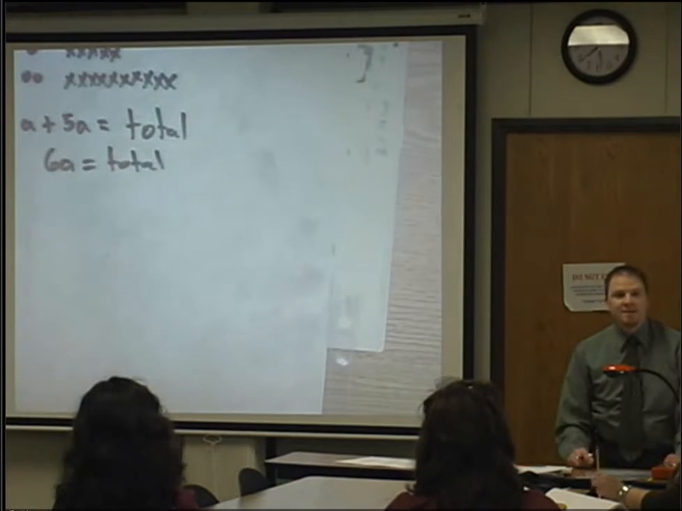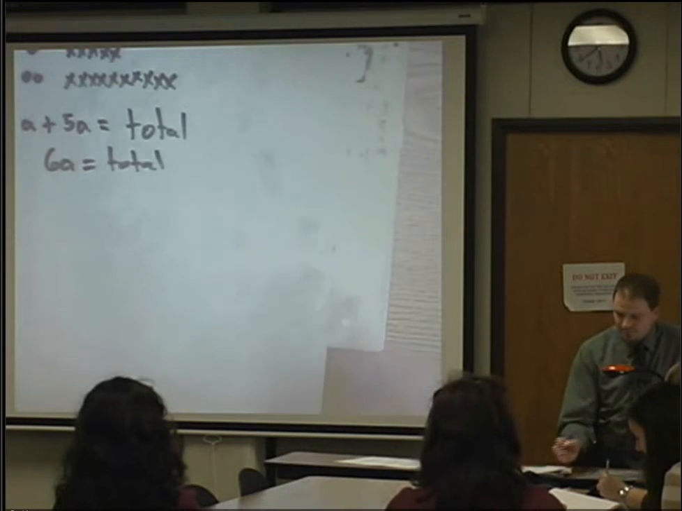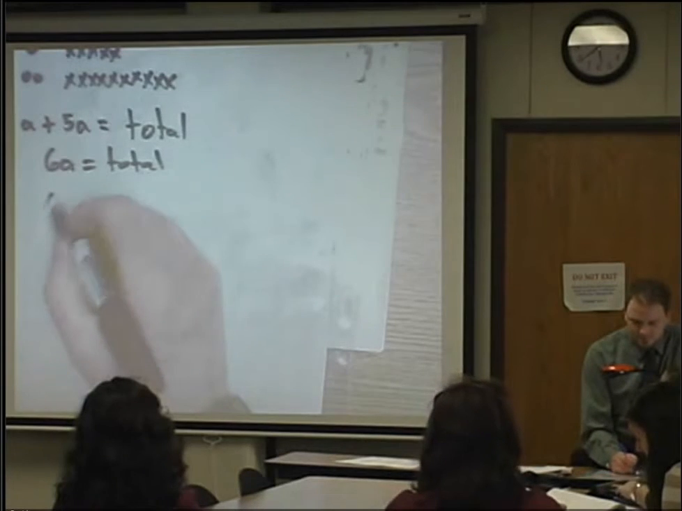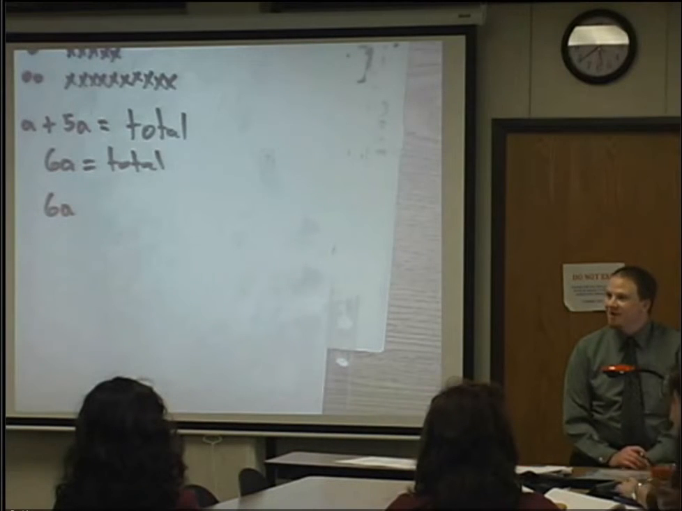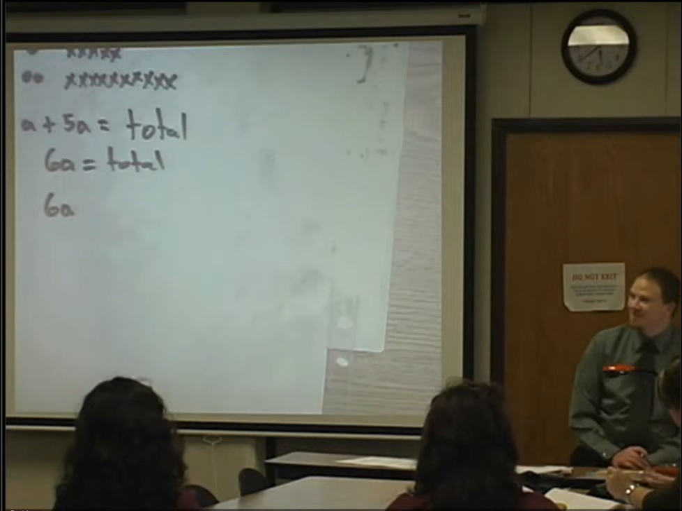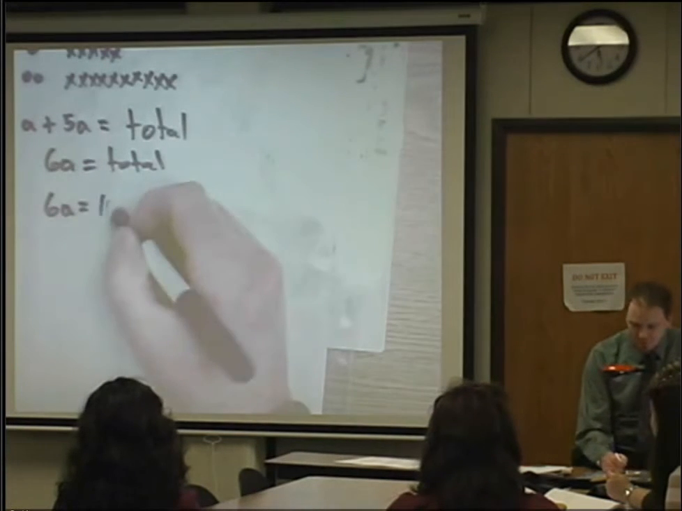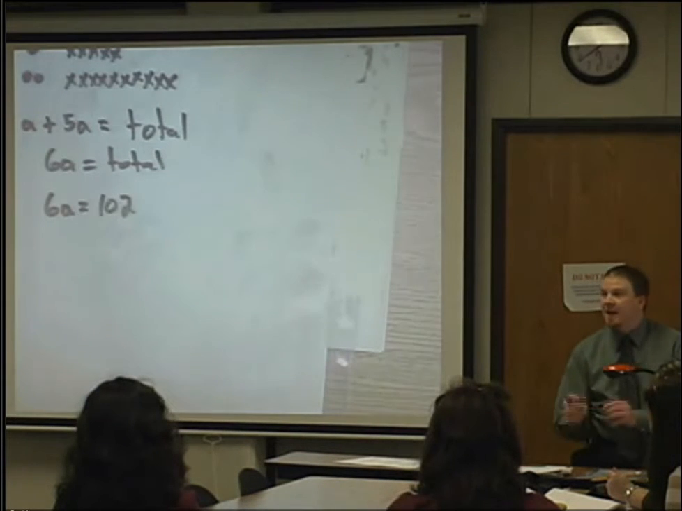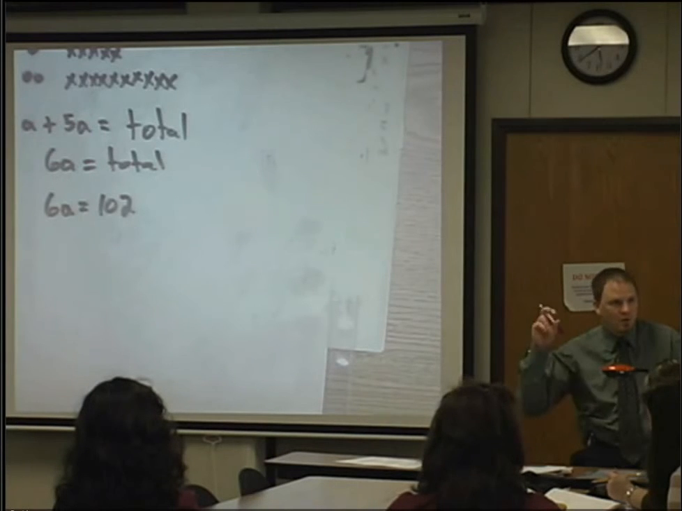So now I just need to figure out which of those totals wouldn't work. So how are you going to know which one doesn't work? Well, we are going to solve. We're going to plug in the total number for total. So 6A is equal to 102. That's my answer A, right? So I'm going to see if that quote-unquote works.